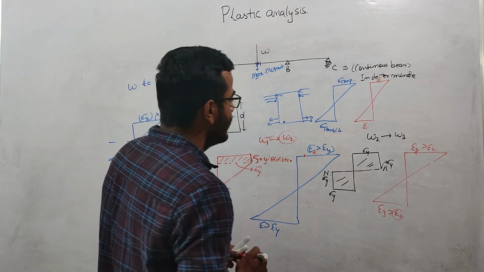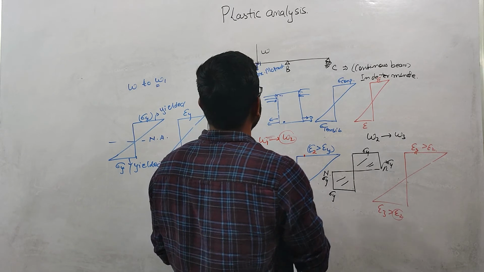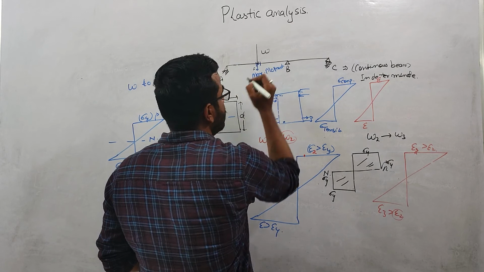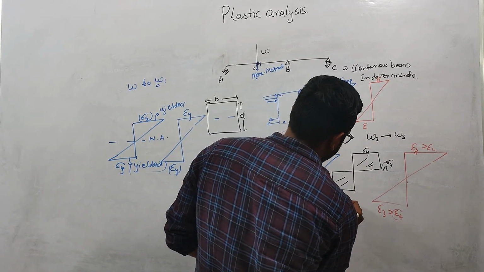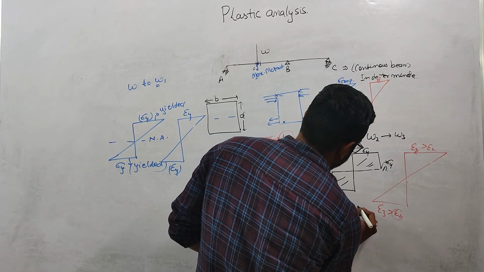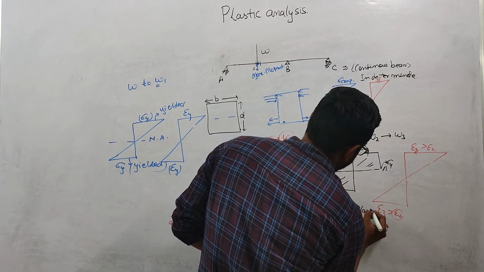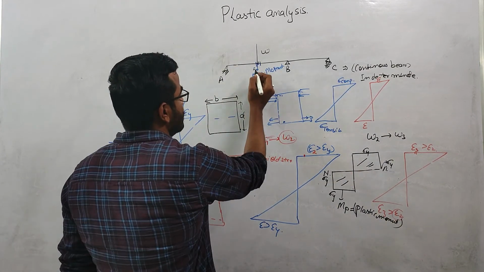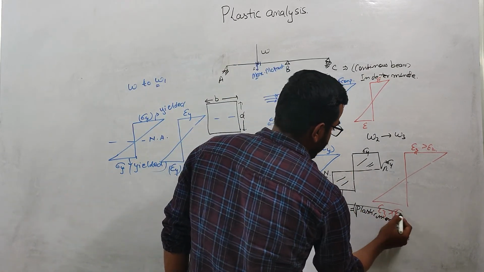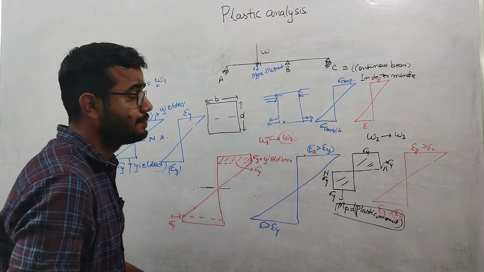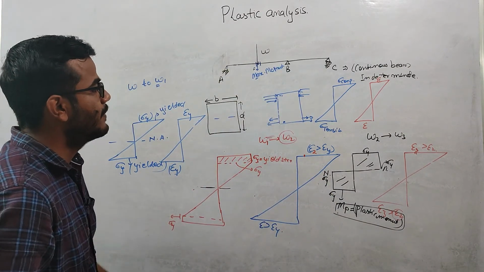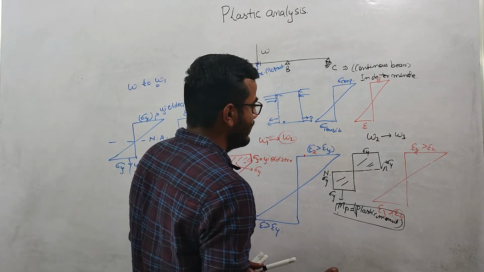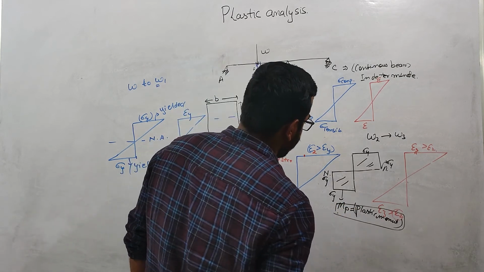So when we reach this point, this section cannot take any more moment. This is the ultimate capacity at this point, and we call it the plastic moment, MP. This section cannot have a moment more than this plastic moment. That is why the concept of the plastic moment came, because we are in the plastic range basically. Through that we are calculating this plastic moment.